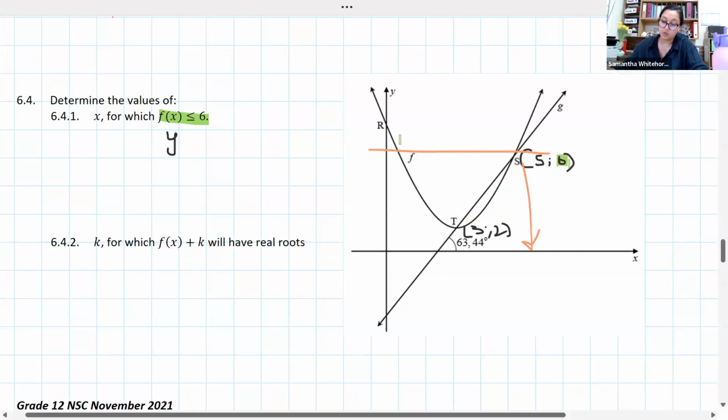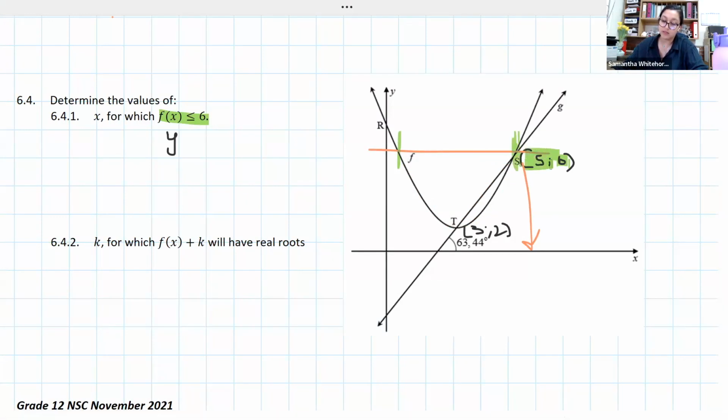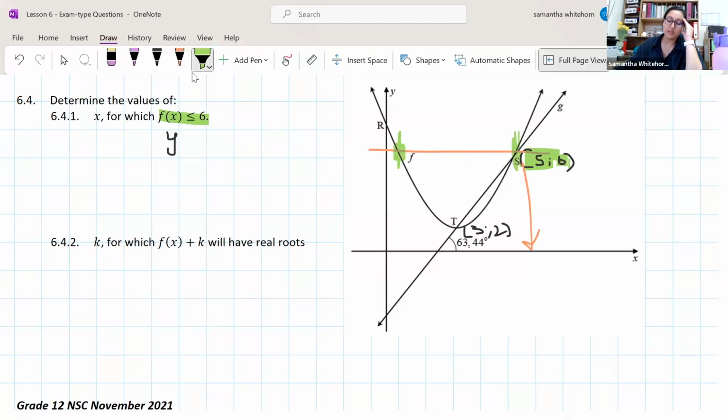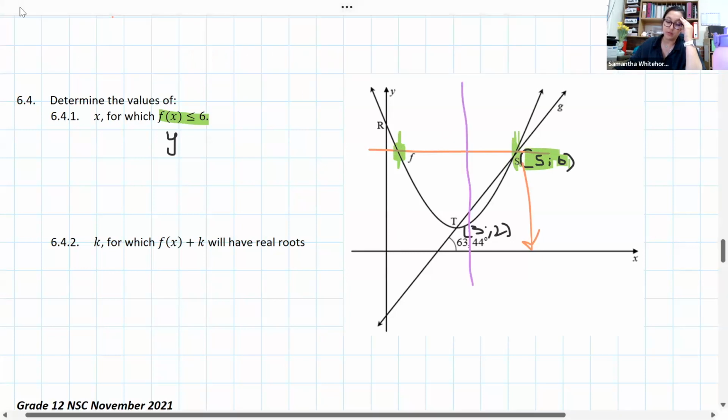We need to know what the x values are at this point and at this point. Now we've already got the x value on the right-hand side. That's 5. But I need to work out this x value over here. There are potentially a few ways you could do it, but what you need to remember is that a parabola has symmetry through its turning point.